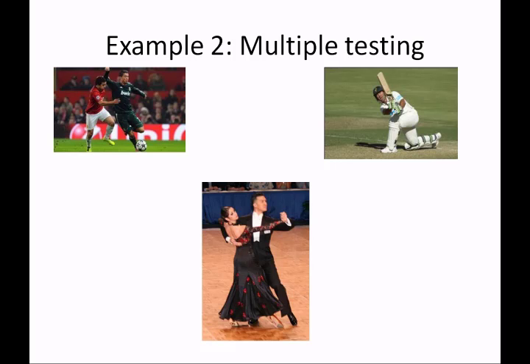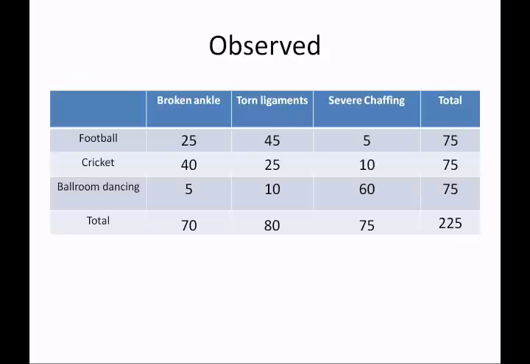We can do multiple testing with chi-squared as well, and in this example we're going to think about the different types of injuries we get in different sports. So we've got 3 different sports and a number of injuries. We've got football, cricket, and, rather stretching a point, ballroom dancing. So here's our observed data. We've got broken ankles, torn ligaments and severe chafing, and we've got football, cricket and ballroom dancing.